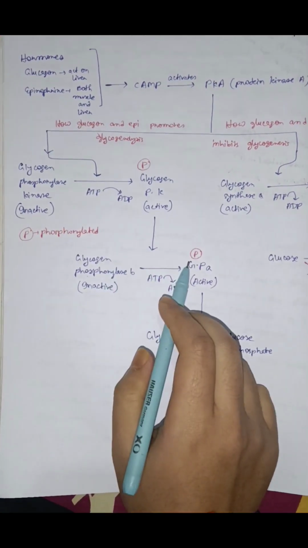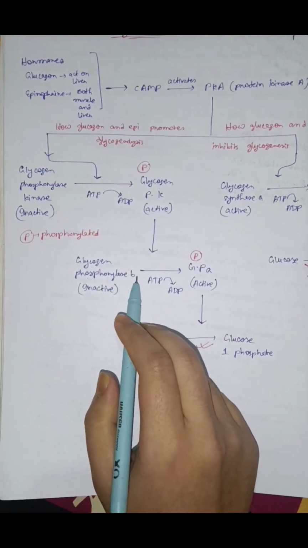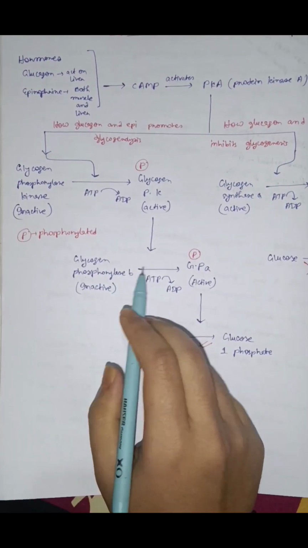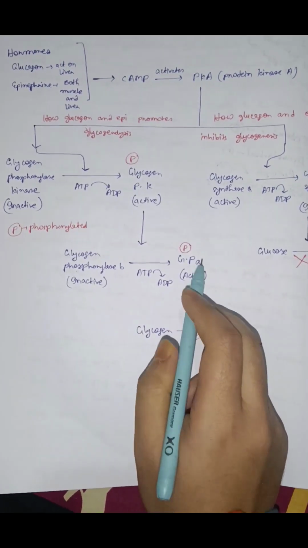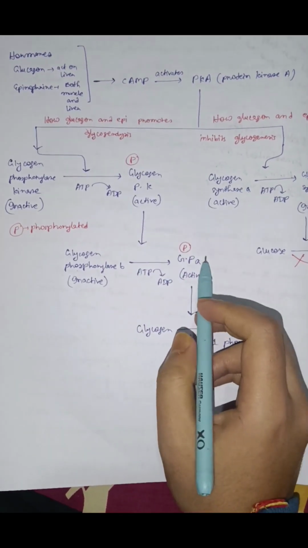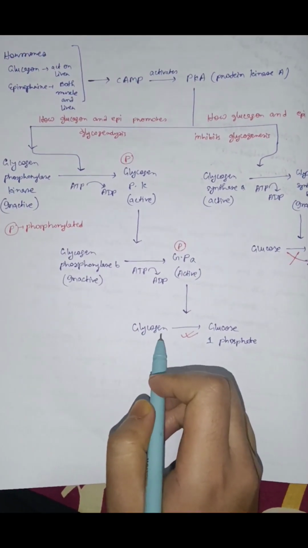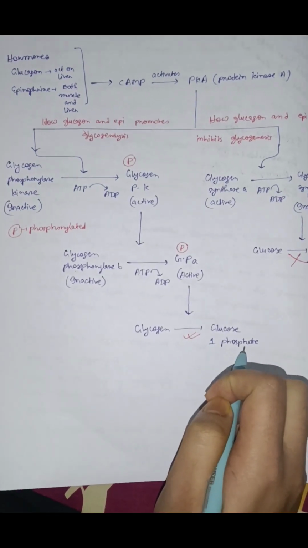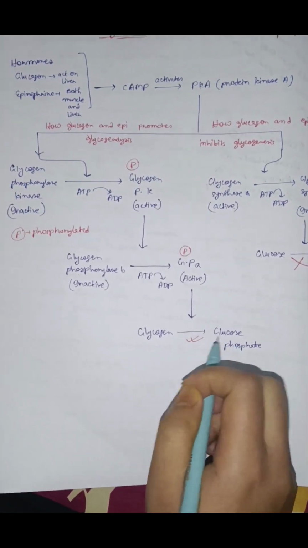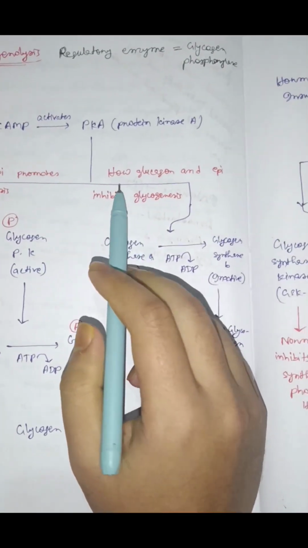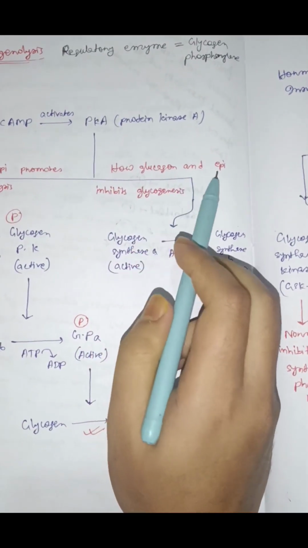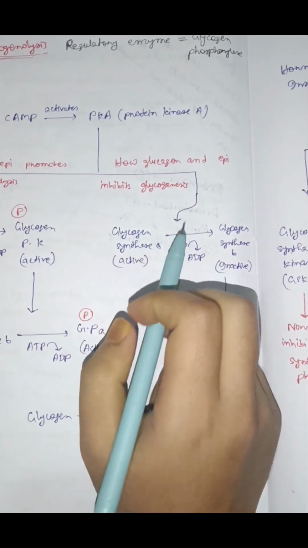Now after phosphorylation, glycogen phosphorylase B becomes GPA. A indicates the active state. This active form of the molecule can convert glycogen to glucose 1-phosphate, and in this way glycogenolysis will continue. Now on the right hand side, how glucagon and epinephrine inhibit glycogenesis.